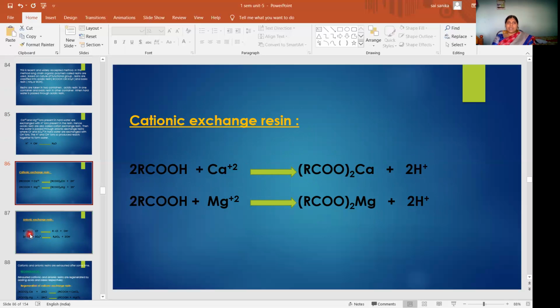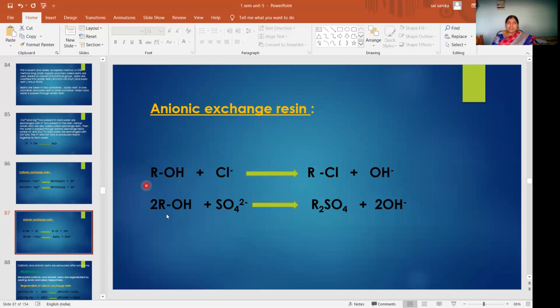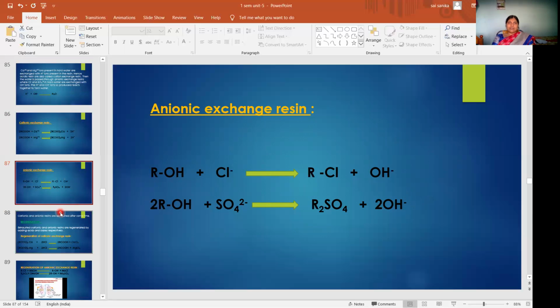And the anion exchange resin. Here in the anion exchange resin, we have the basic resin ROH. Cl minus and SO4 minus 2 ions are present. They will take these two anions and liberate OH minus ions, so RCl and R2SO4 will be formed. Okay, so we will see this.